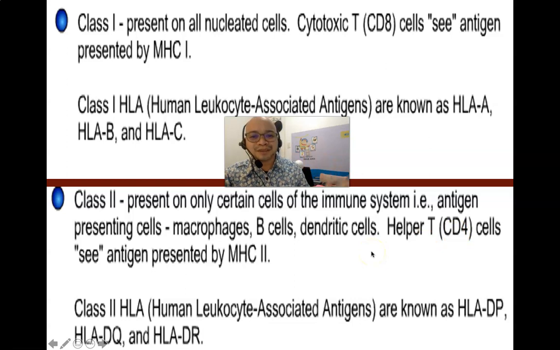So what are examples of antigen presenting cells? So these are macrophages, B cells, dendritic cells, mast cells. Class 1, the HLA are known as the A, B, and C. Class 2, these are the DP, DQ, and DR.